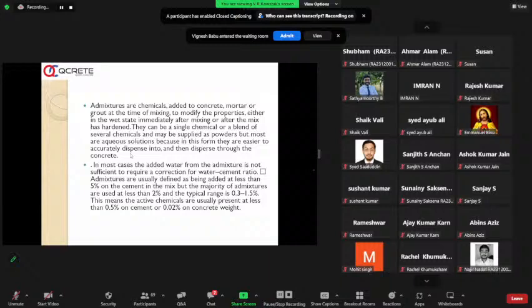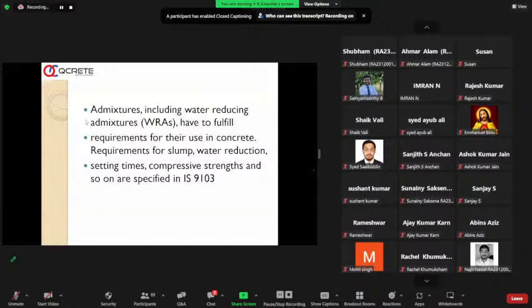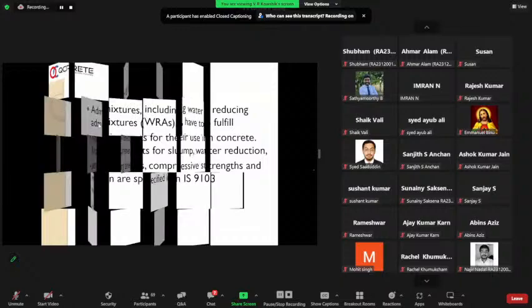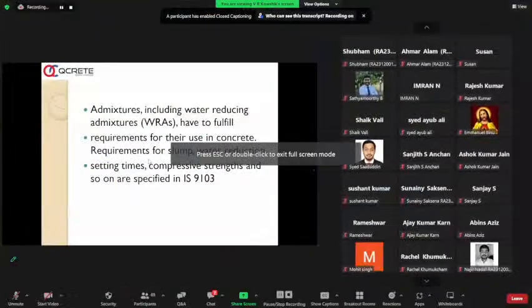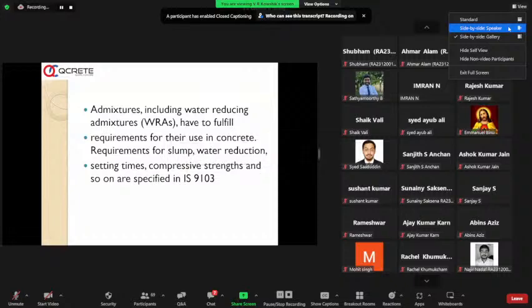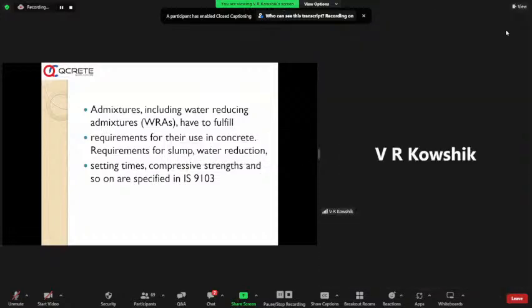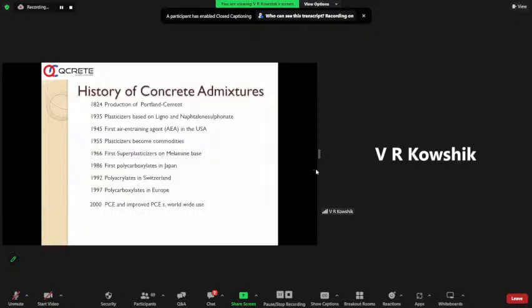We have different bases for these admixtures. One of the bases which we are going to talk about is lignosulfonate based admixtures, which came first. I will just introduce a brief history of admixtures before we go into some of the latest things that we have here.